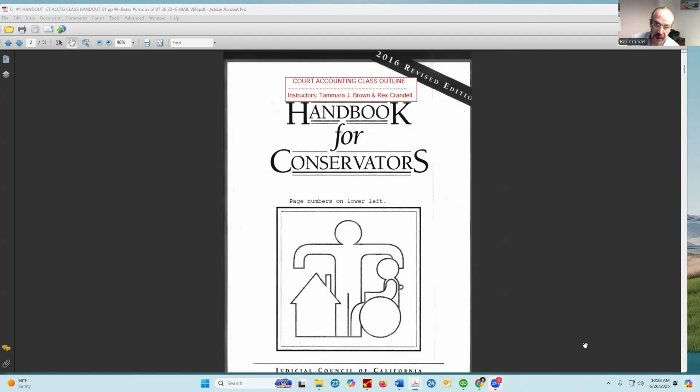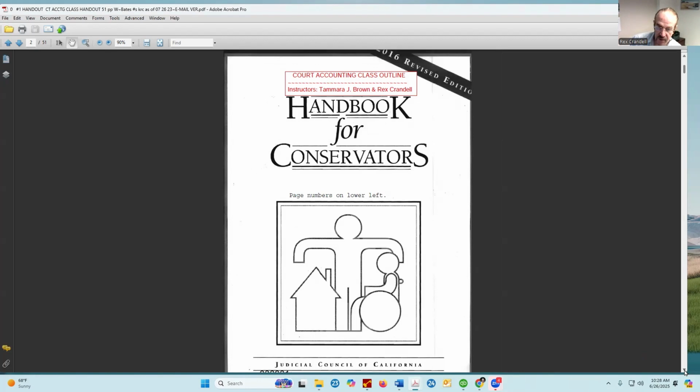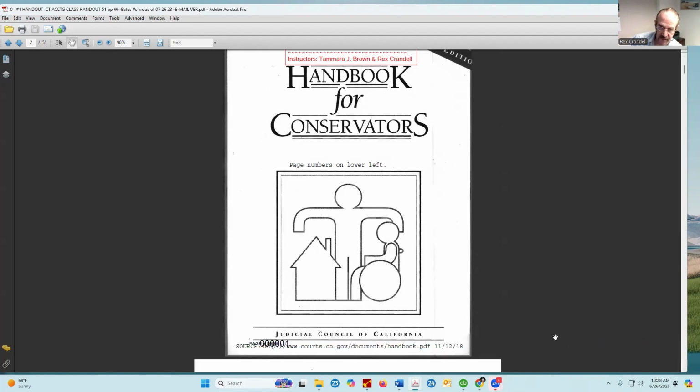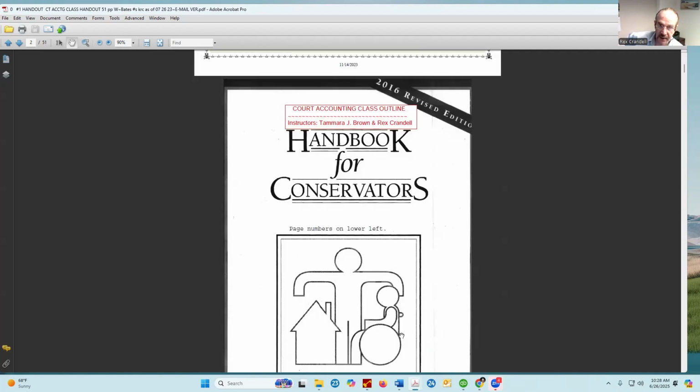Okay, the material that we're using today is from the Handbook for Conservators. Okay, it's published by the Judicial Council. It's available free on the internet. And I just pointed out what we're covering is the complete section on accounting, but there are other guidance pages for conservators, guardianships, and trustees. So I point out that this book is available online so that you have it available should you want it.